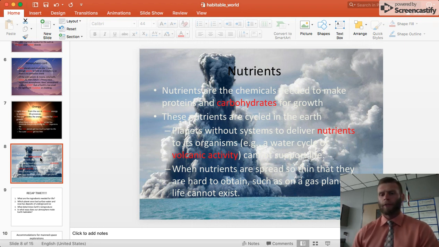Nutrients. Nutrients are chemicals needed to make proteins and carbohydrates for growth, which we need for energy. These nutrients are cycled on Earth, so planets with systems to deliver nutrients to their organisms, like the water cycle and volcanic activity, can support life. When nutrients are spread so thin that they're hard to obtain, such as on a gas planet, life cannot exist. If you don't have enough nutrients in a certain amount of space, spread too thin, then no life.